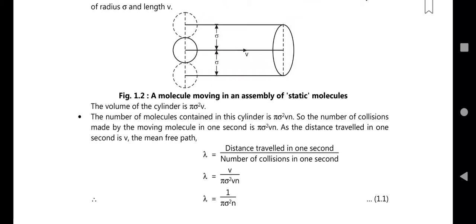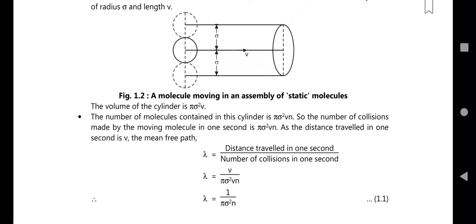So the number of collisions made by the moving molecule in 1 second, it will make that many collisions. Therefore the number of collisions made by the moving molecule in 1 second is pi sigma square vn. As the distance traveled in 1 second is v, the mean free path will be, by the definition of mean free path, lambda equal to distance traveled in 1 second upon number of collisions in 1 second.